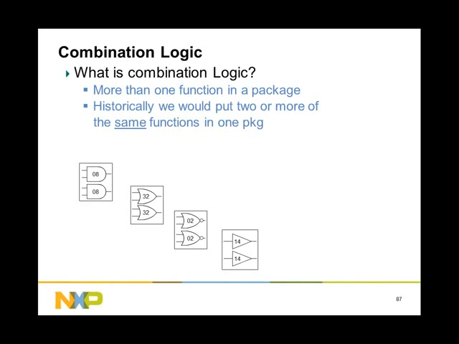Historically, we would put 2 or more of the same function in one package. So if you were buying a Pico gate or a MicroPak, you could buy a 2G device, a 2G08, which would be 2 AND functions or 2 OR functions or NOR functions. In the larger leaded packages like SO and TSSOP, you would get 4 of these functions in the same package. And in the case of buffers and inverters, you would get 6 of them in the same package.